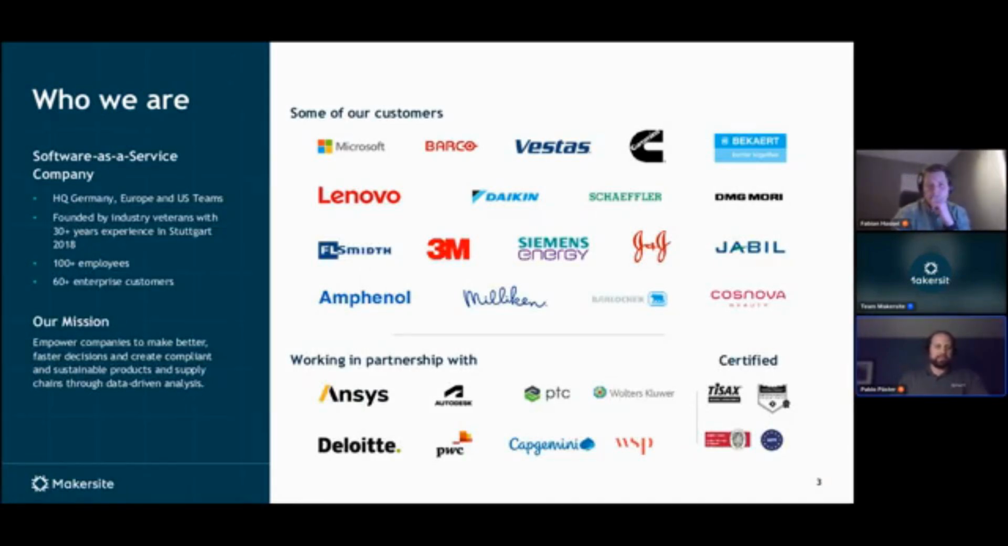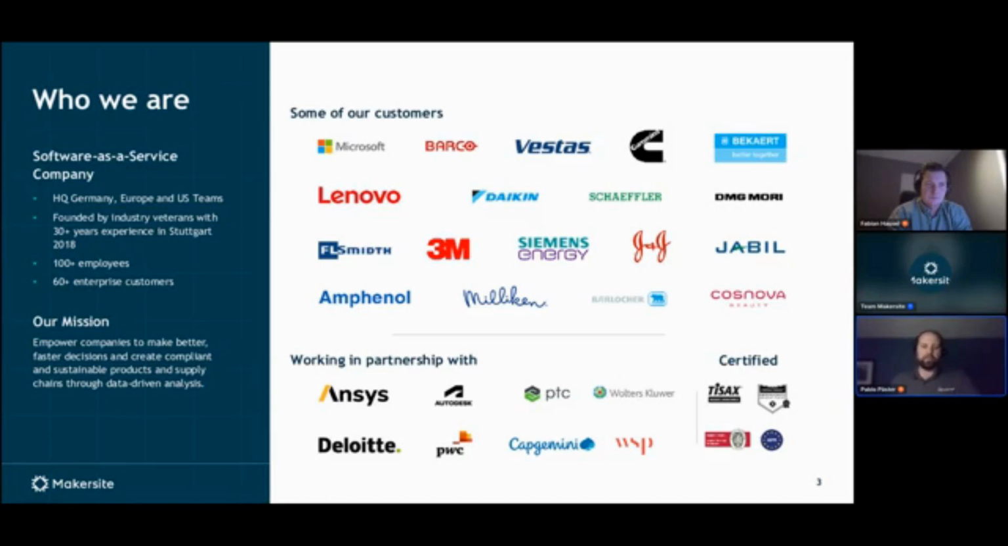So who is Makersite? We are a software as a service company based in Germany with teams across Europe and the US. We were founded by industry veterans with a background primarily in LCA and product carbon footprint. We have over 100 employees as of recently, and we have the pleasure of supporting over 60 enterprise customers. Our mission is to empower companies to make better, faster decisions and create compliant and sustainable products and supply chains through data-driven analysis.